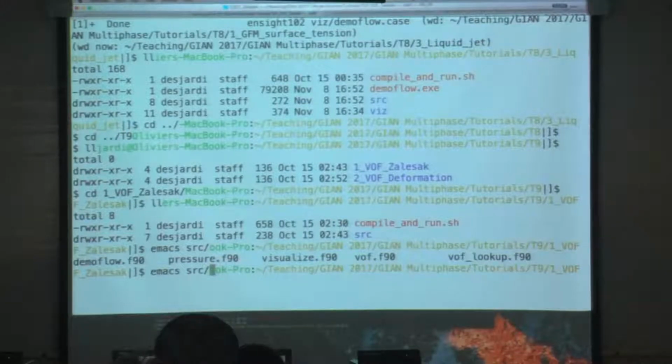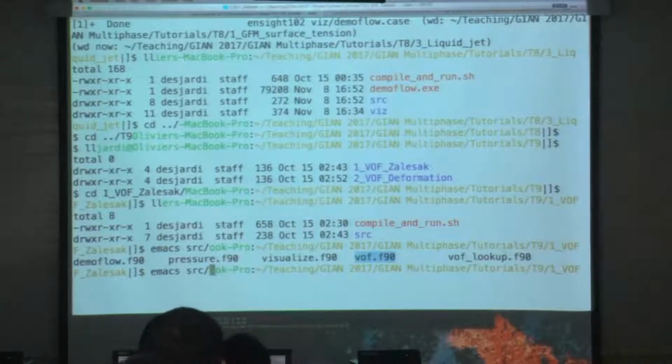The code has not changed in a very significant way. Demo flow, the main driver doesn't call the level set stuff anymore. It calls the Vof stuff, but let's not talk about that. The visualization, well, we don't output a G function. We output a VOF function. The story, we don't need to worry too much about that. So we're going to look at the VOF code.